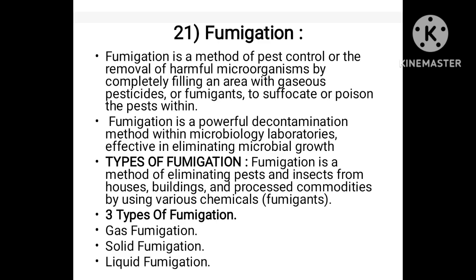Types of fumigation. Fumigation is a method of eliminating pests and insects from houses, buildings, and similar premises by using various chemicals. One is gas fumigation, solid fumigation, liquid fumigation. These are the three types of fumigation.